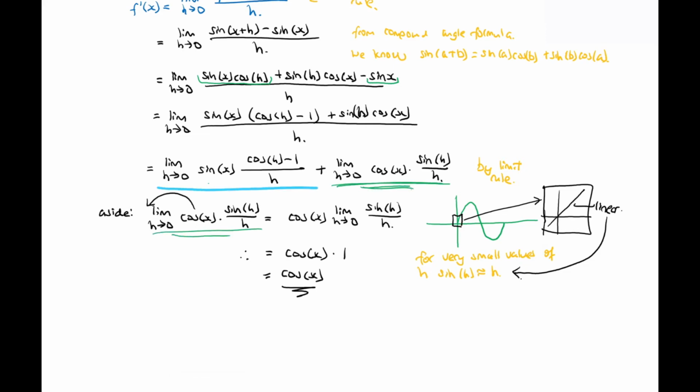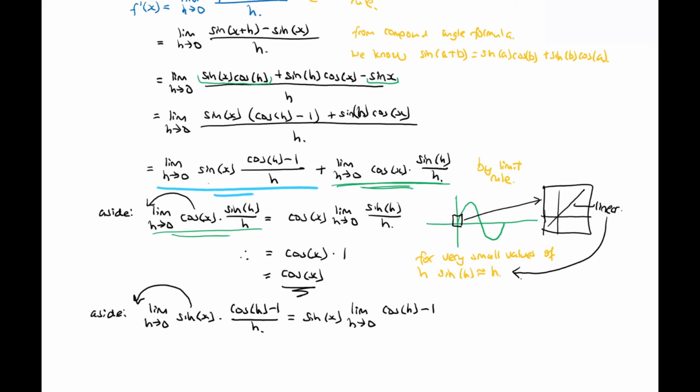Let's go to the other limit. So this is the bigger limit. Aside: the limit as h approaches 0 of sine x times cos h minus 1 divided by h. And obviously we can bring the sine x to the front because it doesn't contain the variable h. So just rewriting that again.